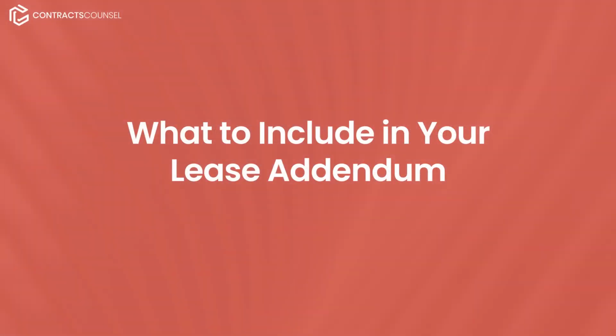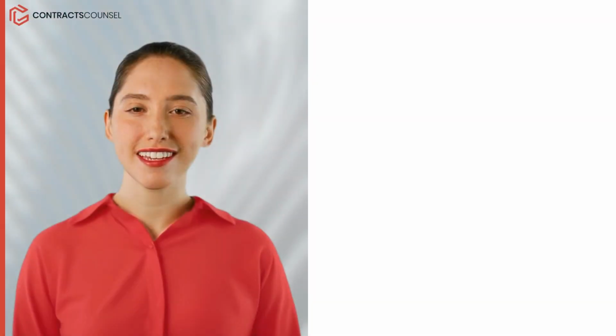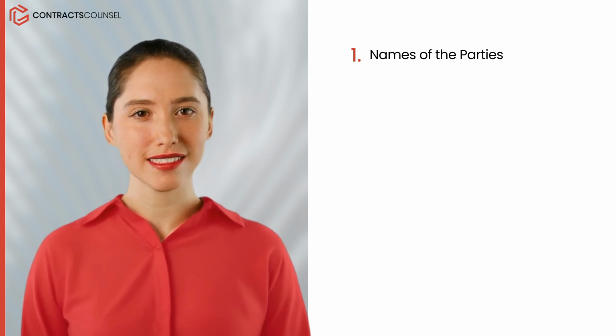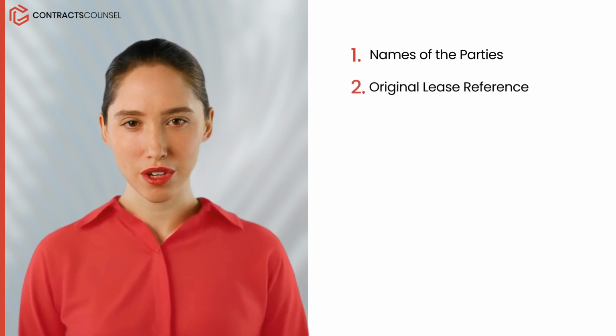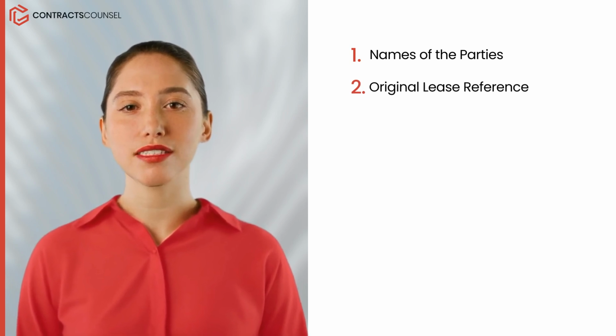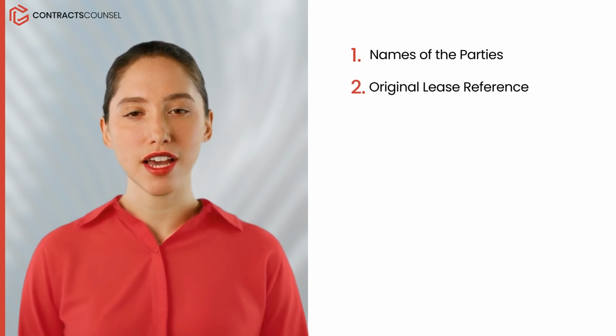What to include in your lease addendum? There are common terms used in lease addendums. Here are some you will find and should use. 1. Names of the parties. The addendum includes the names of the property owner and the tenant. 2. Original lease reference. This section references and specifies the date and parties of the original lease agreement being modified.